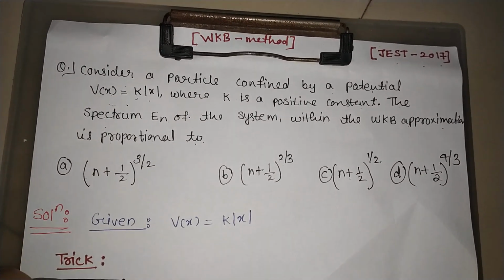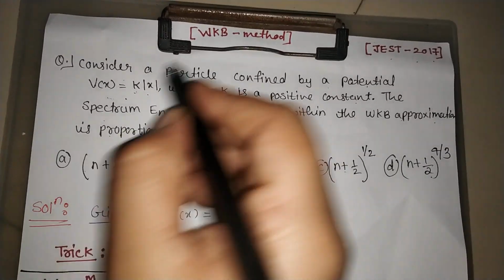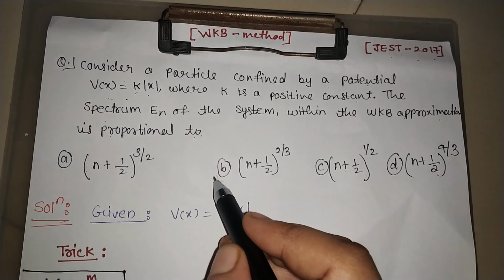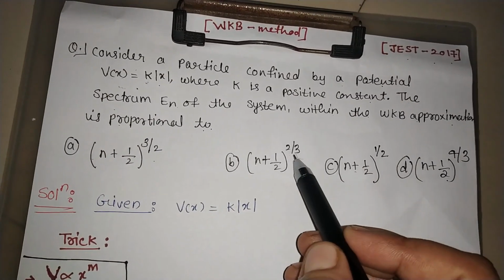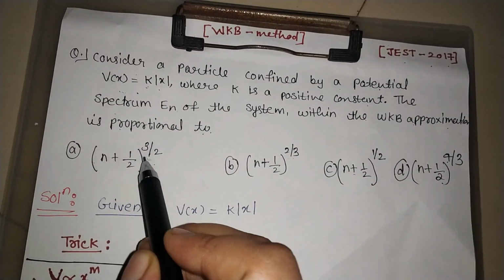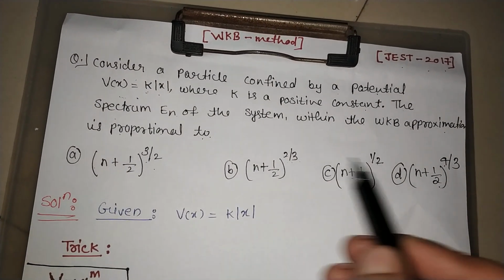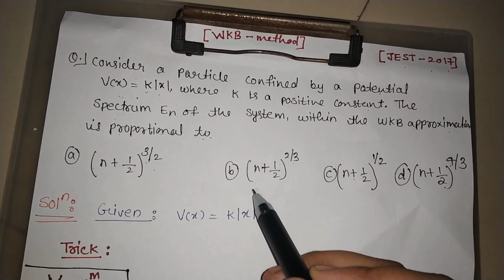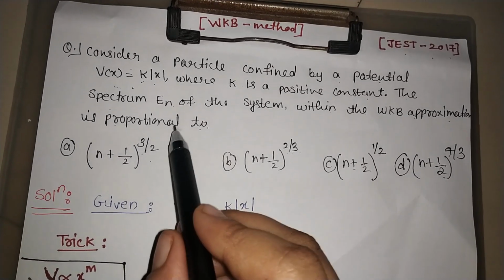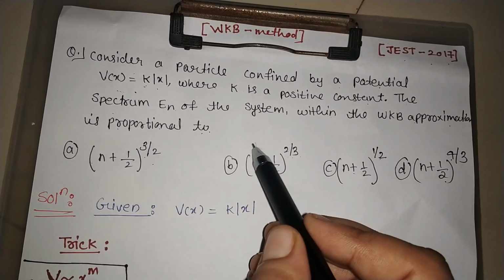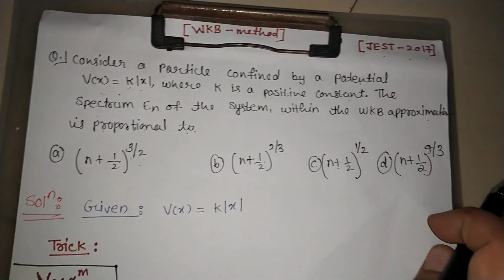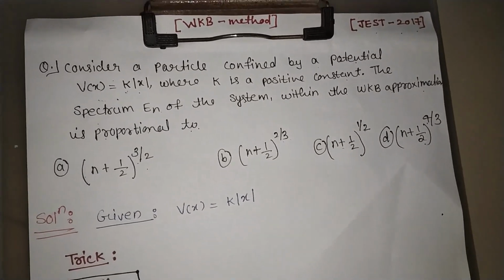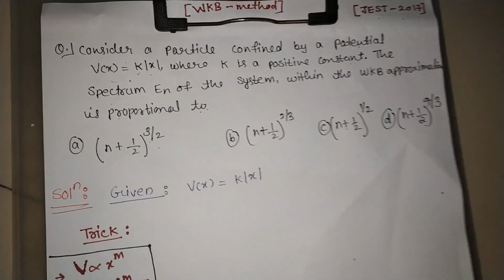This numerical we can easily solve by using the trick method. As you can see here in the options, all powers are different, so it will be very easy for us to determine En proportional to n to the which power. So let's start. With the help of the trick, we will determine the answer.